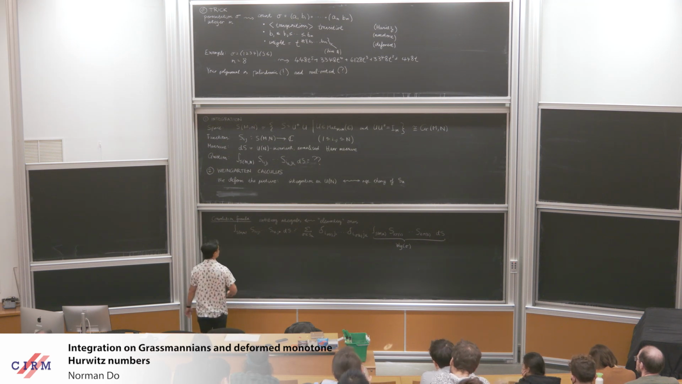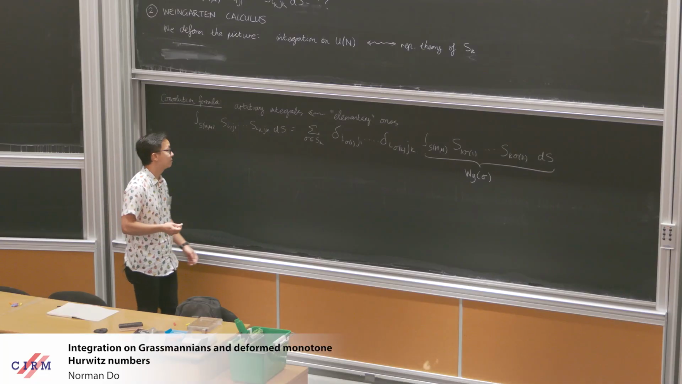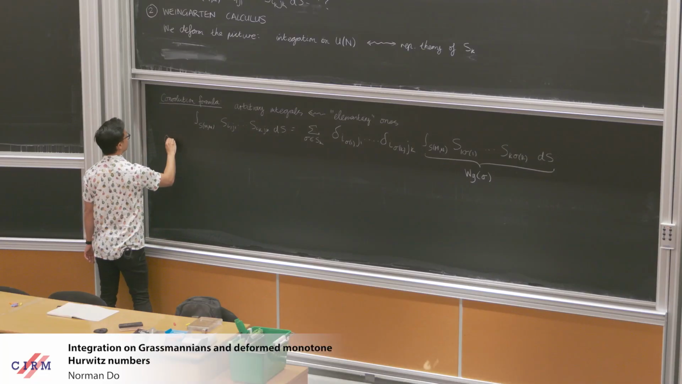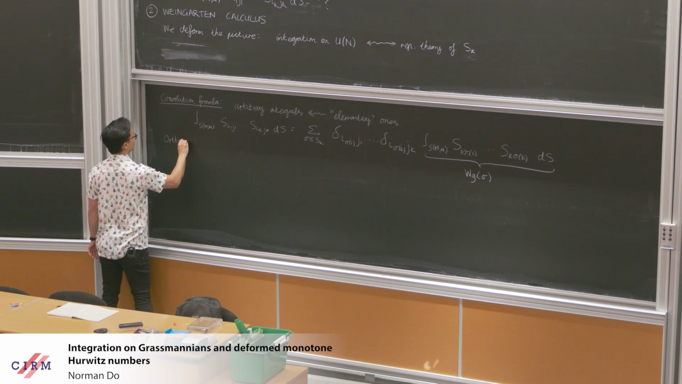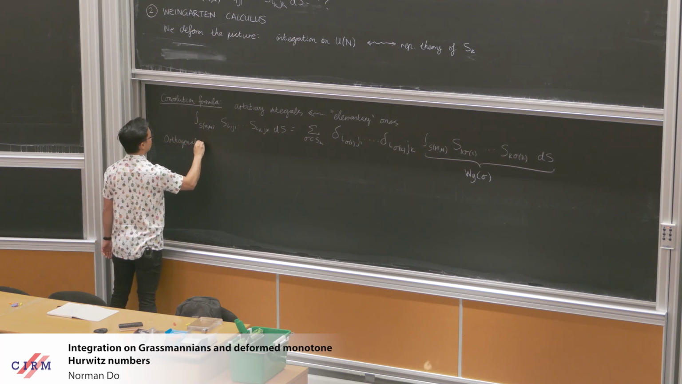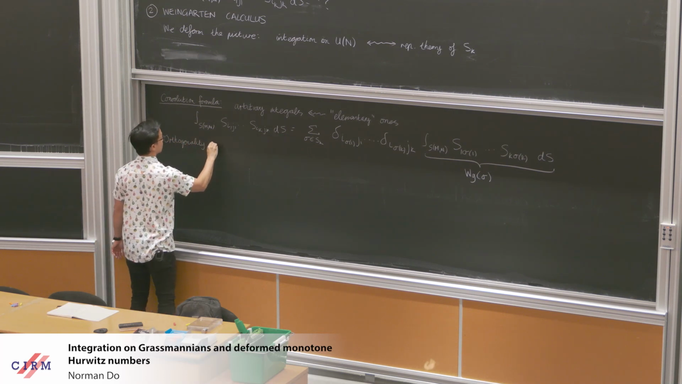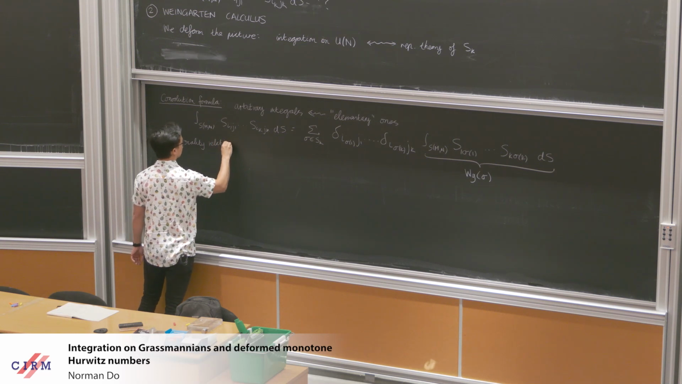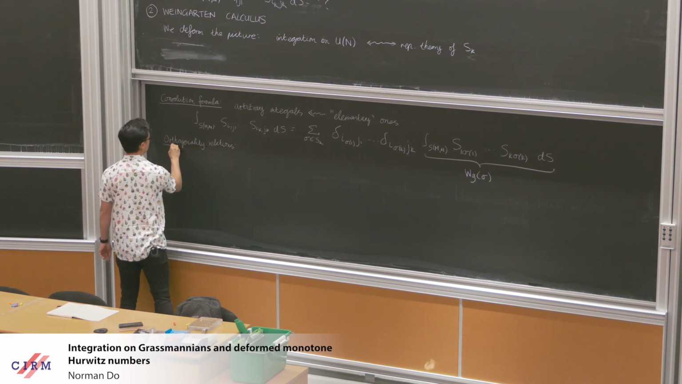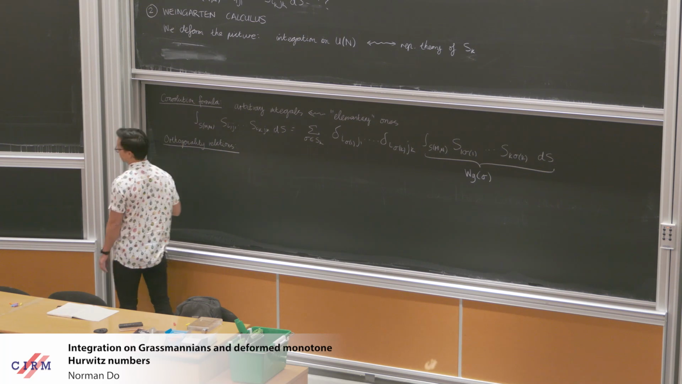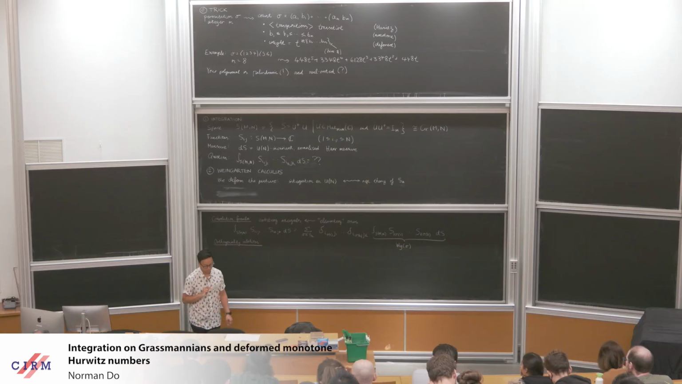Okay, and then the next part is to say, well, once we've reduced to these so-called elementary ones, can we calculate them? And there is a way to at least recursively do it. And so what we prove are these so-called orthogonality relations. Okay, and this is what they look like.